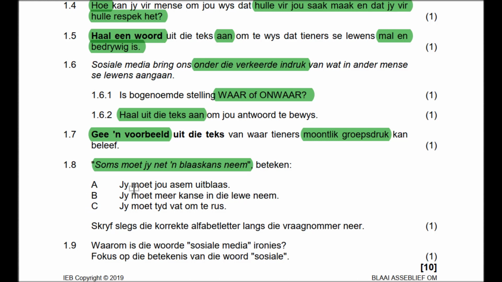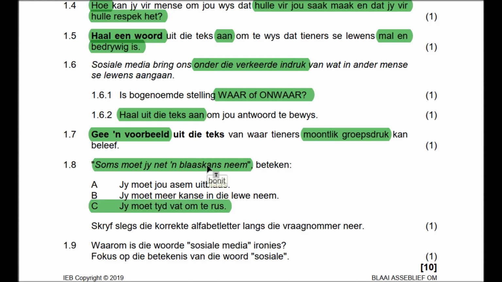A sê jy moet jou asem uitblaas. You have to release your breath. B sê jy moet meer kansse in die lewe neem. You should take more chances in life. C sê jy moet tyd vat om te rus. And then it's clear to me that the answer is C, you have to take time to rest.